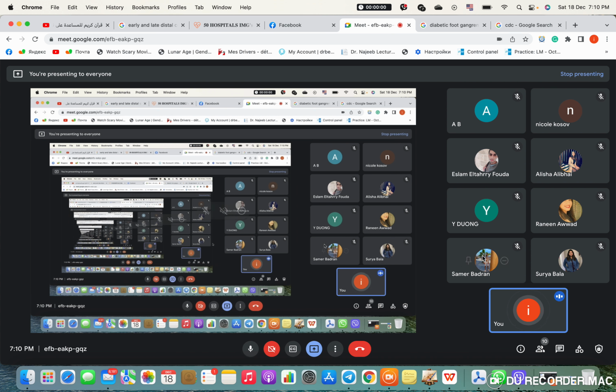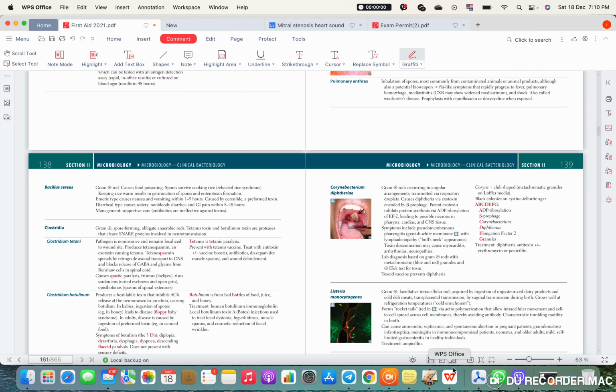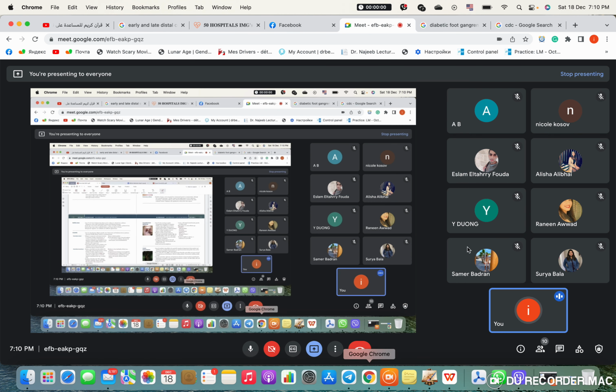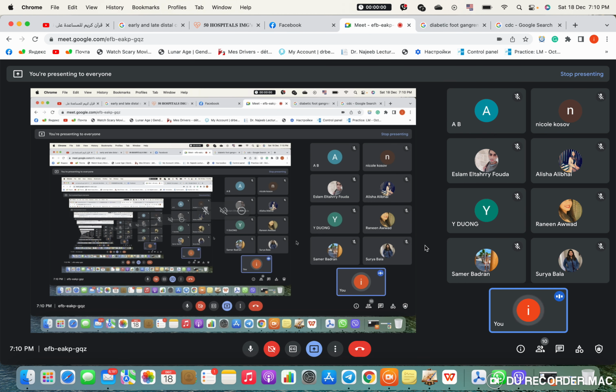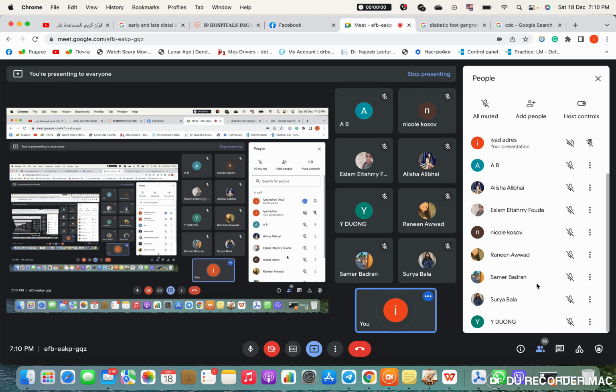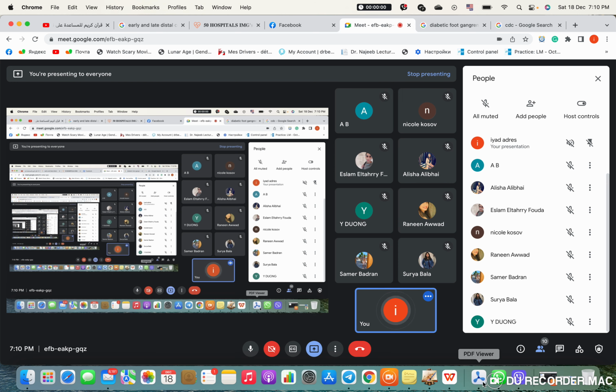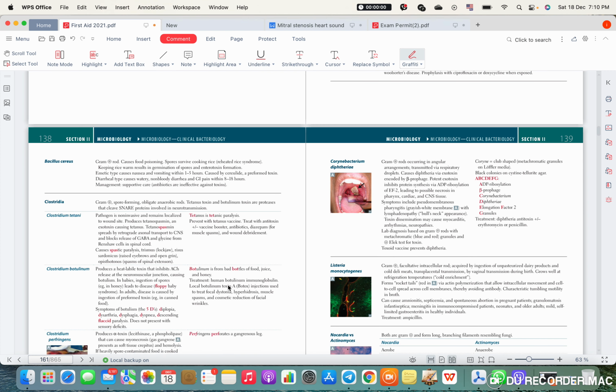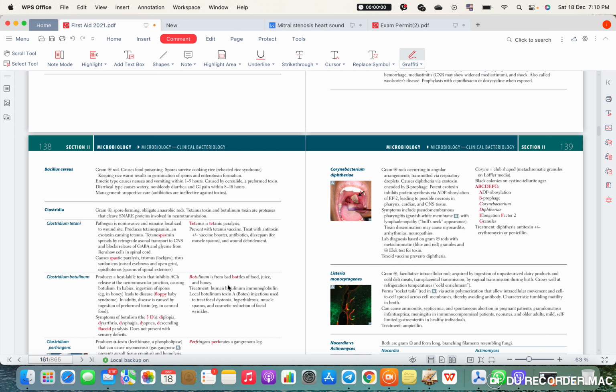Okay, everybody, welcome back. So let's continue speaking about these bacteria. We have a few things I need to finish up speaking about. So first of all, we'll speak about the Clostridia. The Clostridia family is also gram-positive, spore forming. So how do we know that?